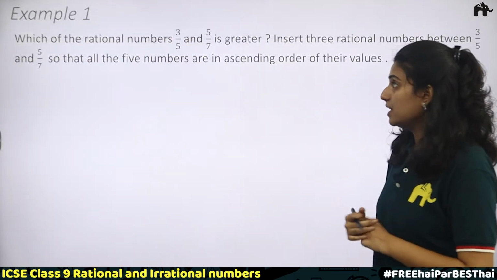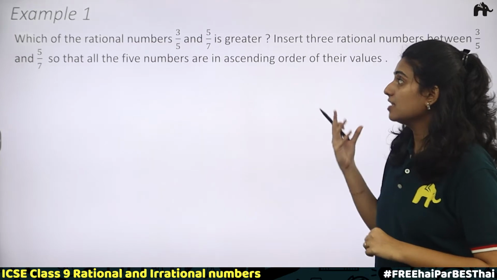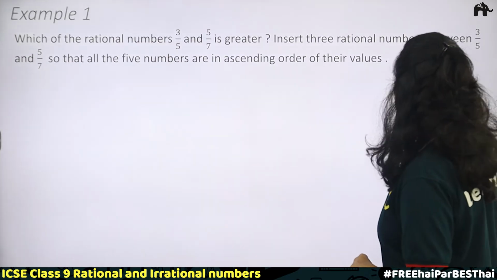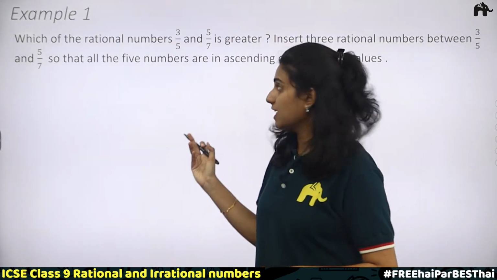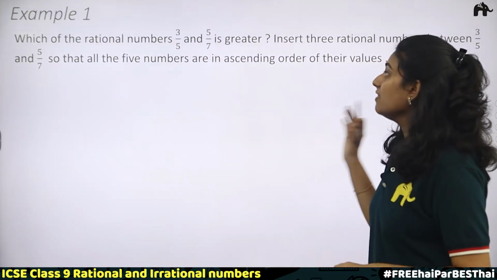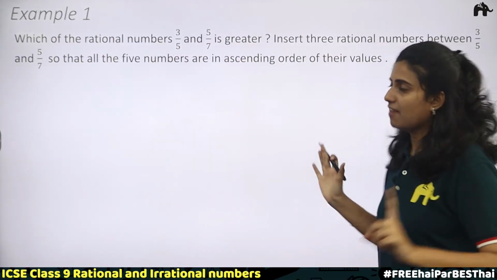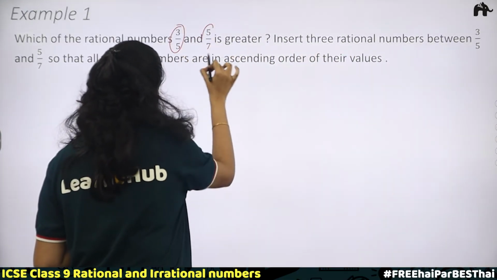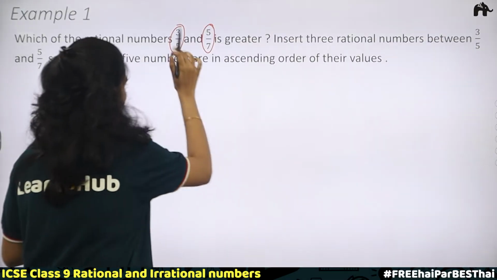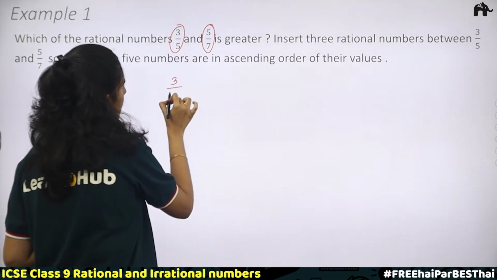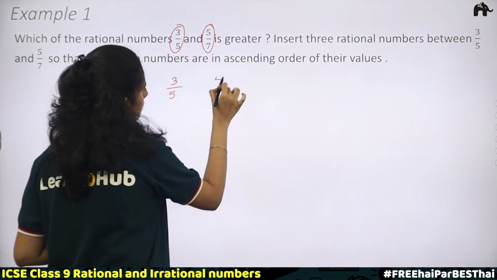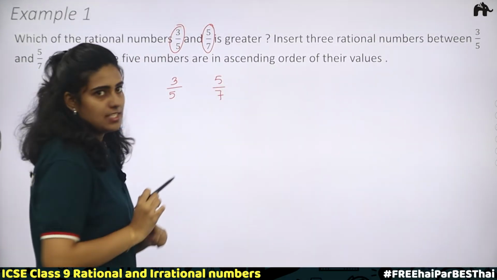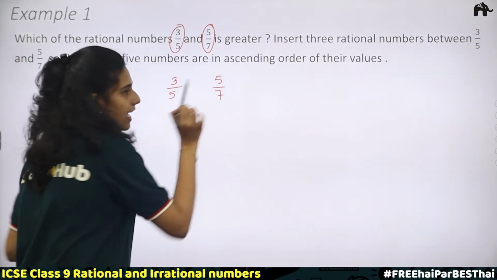Let us take an example. Which of the rational numbers 3 by 5 and 5 by 7 is greater? Insert 3 rational numbers between 3 by 5 and 5 by 7 so that all the 5 numbers are in ascending order of their values. So, how to find if two rational numbers are given, which is greater? For that, take the two rational numbers 3 by 5 and 5 by 7. We have to make their denominator same. For that we are going to take the LCM.